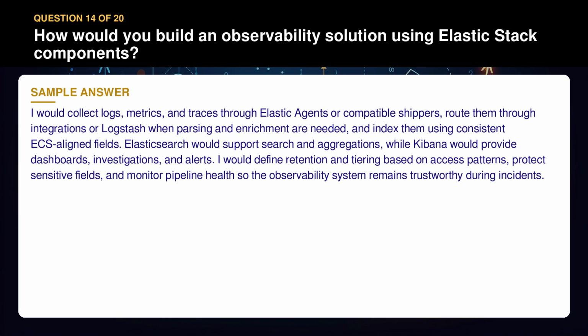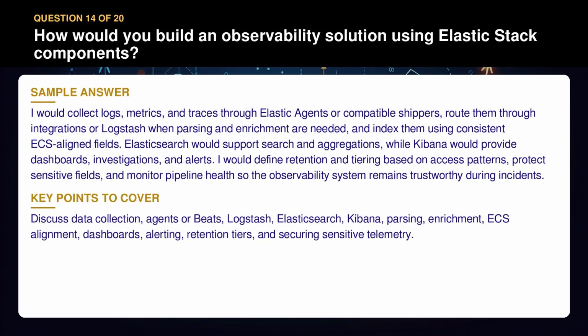Elasticsearch would support search and aggregations, while Kibana would provide dashboards, investigations, and alerts. I would define retention and tiering based on access patterns, protect sensitive fields, and monitor pipeline health so the observability system remains trustworthy during incidents. Discuss data collection, agents or beats, Logstash, Elasticsearch, Kibana, parsing, enrichment, ECS alignment, dashboards, alerting, retention tiers, and securing sensitive telemetry.